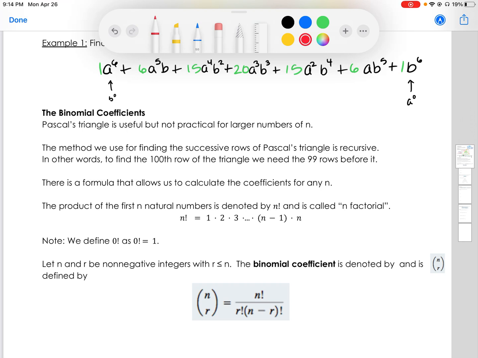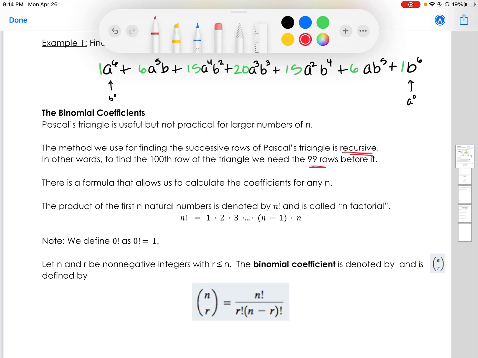The method we use for finding the successive rows is what we call recursive, and that's what it means. We would need to know every row that came before it, so this just isn't practical. So we have a special formula instead.